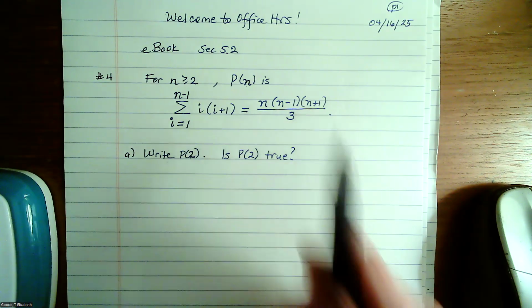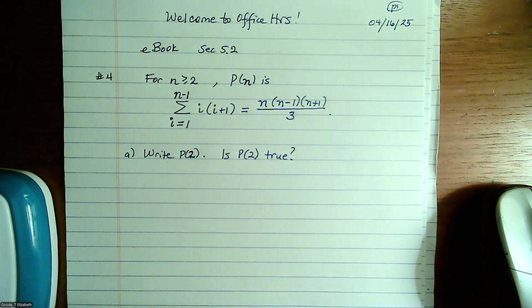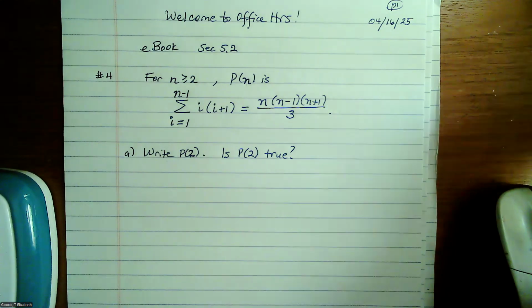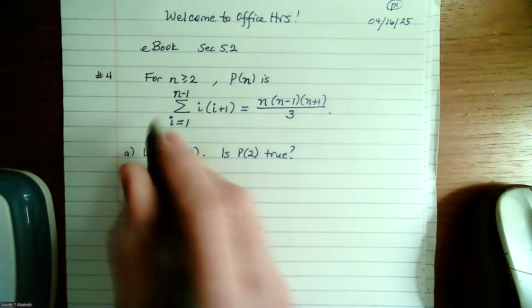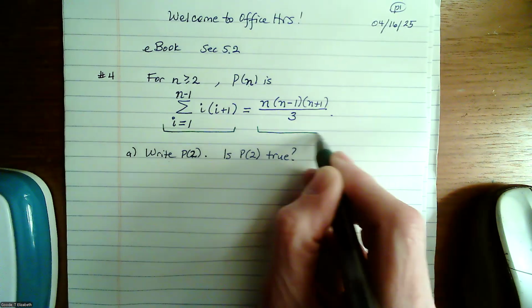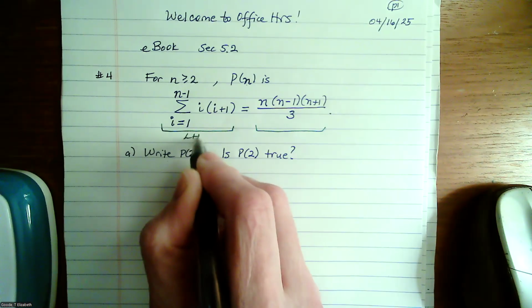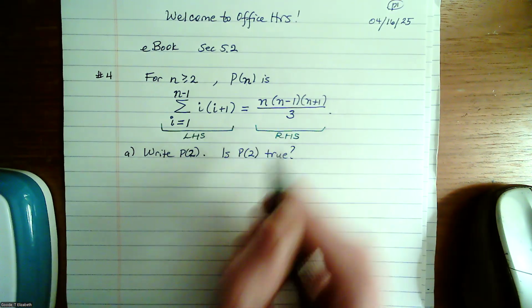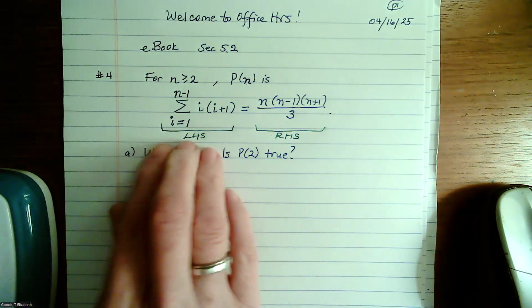Can I ask a question real quick? I wish you would. For the predicate statement, we have a right-hand side and we have a left-hand side. We do. Because it's an equation, it does have a right-hand side and a left-hand side. So the left-hand side is written in closed form. Indeed.